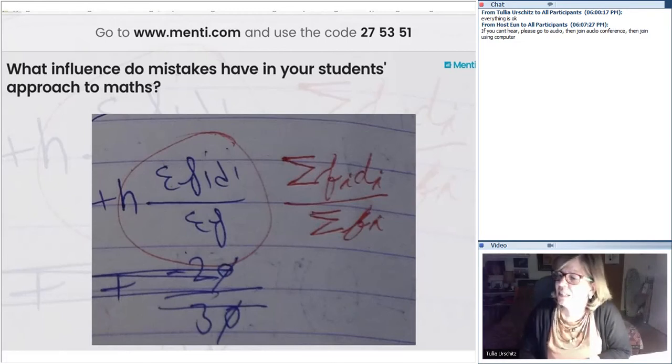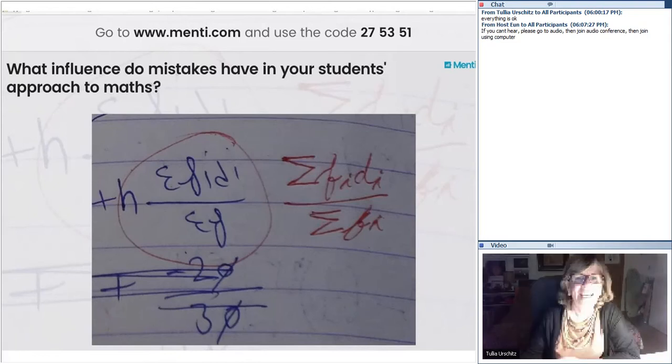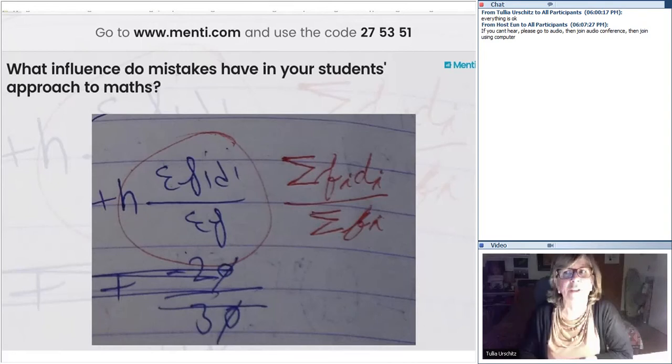I will wait for a few minutes to see if you are able to join this. Okay. We can also use the phone, right? You can also use the phone, the tablet, everything. You can reach this survey from every device, and you don't need to register. It's enough to go to menti.com and use the code that you find in the upper part of the slide, 275351.